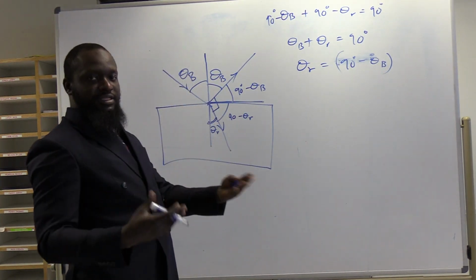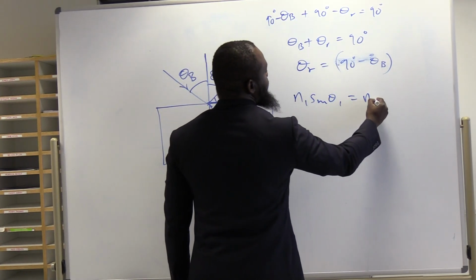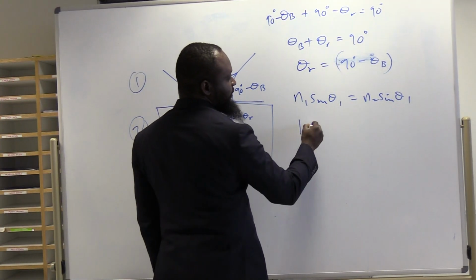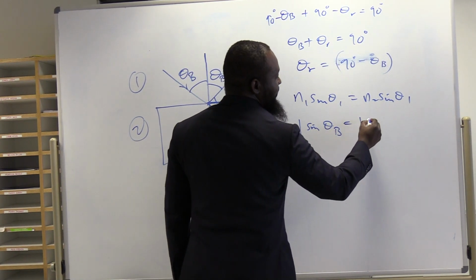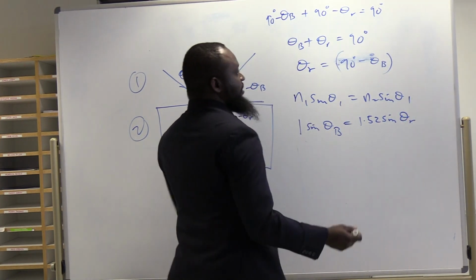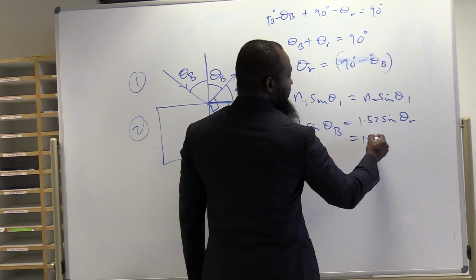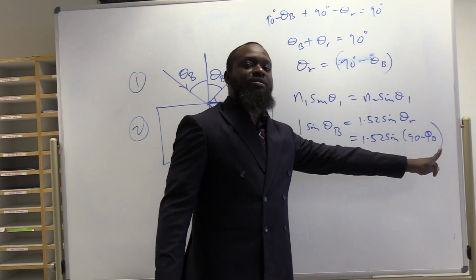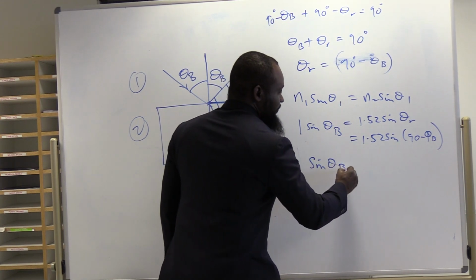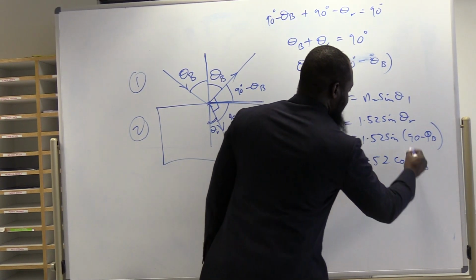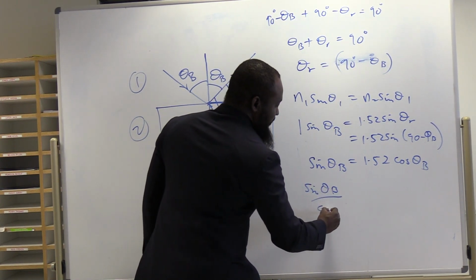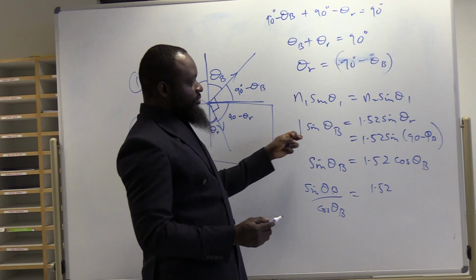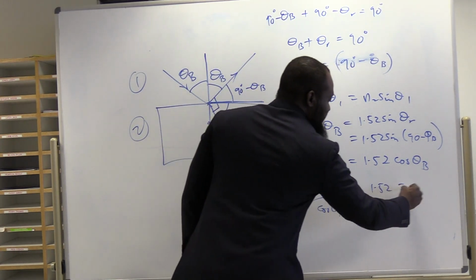Now I go to my refraction law, Snell's law, that n1 sine theta 1 is n2 sine theta 2. So this is medium 1, the air, and this is medium 2, the glass. So n1 is for air, which is 1. Sine theta 1 is sine theta Brewster, equals 1.52 sine theta 2, which is sine theta R. But I know theta R is 90 minus theta Brewster. So this is 1.52 sine of 90 minus theta Brewster. But sine of 90 minus an angle is cosine of the angle. So sine theta Brewster is 1.52 cosine theta Brewster. So sine theta Brewster over cosine theta Brewster is just 1.52 divided by 1. It's usually n2 over n1, but n1 is 1, so just 1.52. And this is tangent theta Brewster.